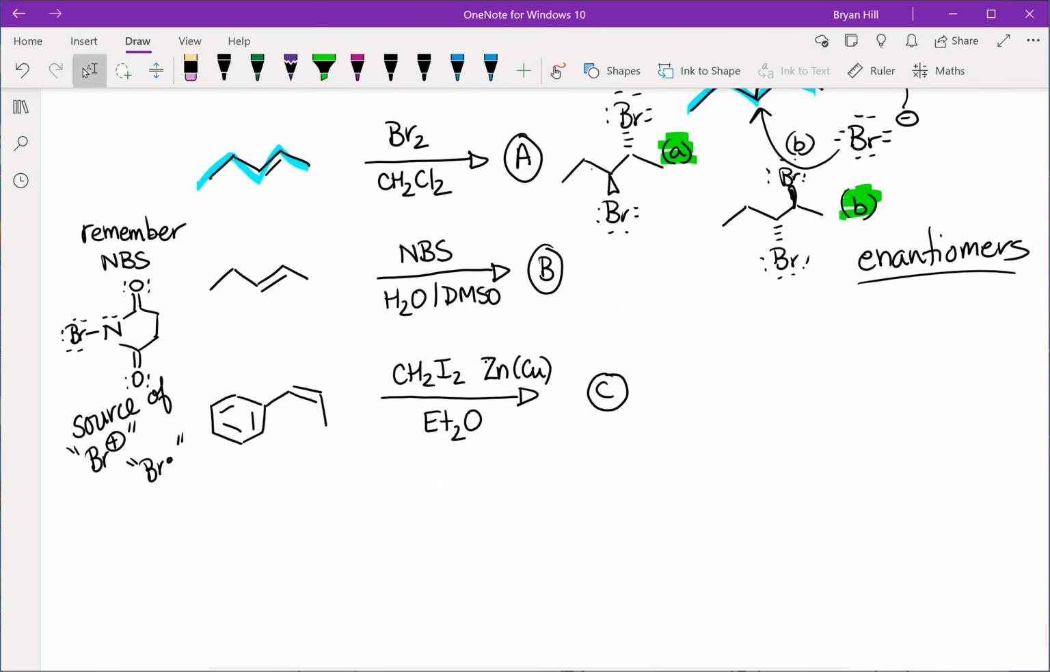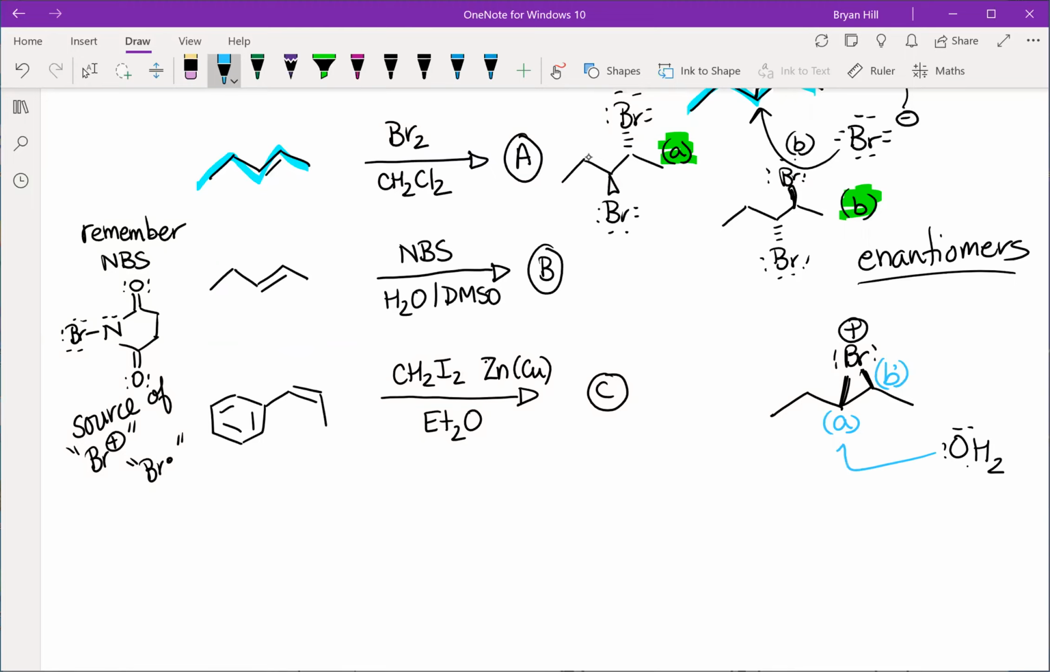Now, if we look at question B, we're going to have the same intermediate, plus a couple of electrons there. And now we've got water, which is going to come in and attack. Which carbon is the water supposed to attack, in a general sense? If you've got a bromonium ion and water as your nucleophile, it's going to attack the more substituted carbon, right? So in this case, if I make this A and this B, which carbon is the most substituted? Right, they're the same.